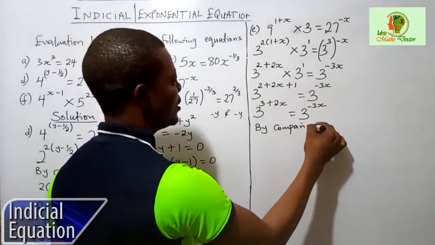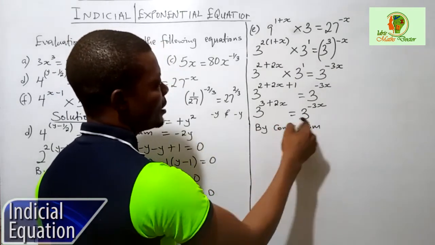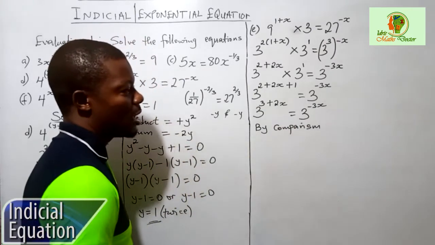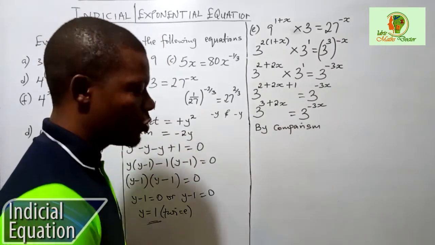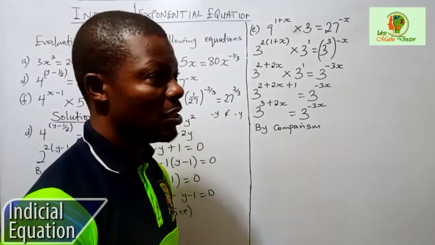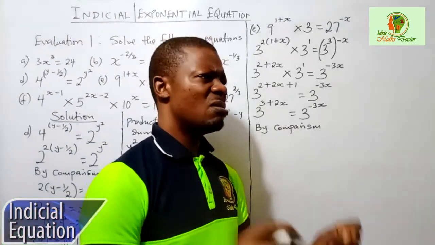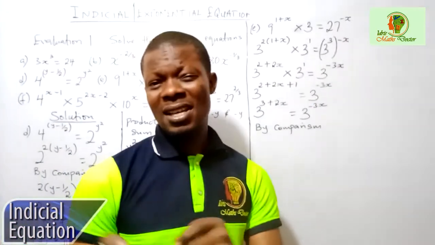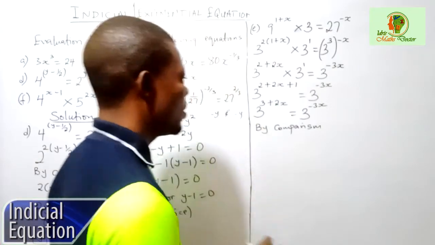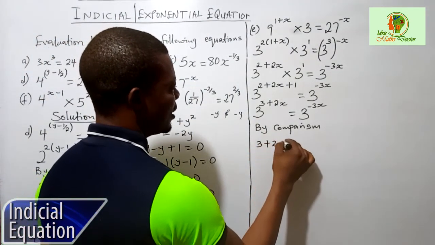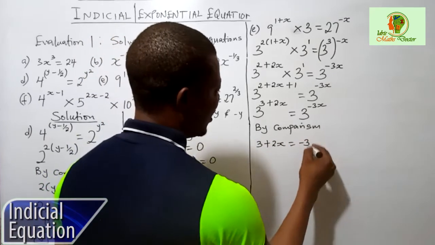By comparison, since the bases are equal, we can now equate the powers. I'm using law number 1, because law 1 states that if the bases are equal, the powers must be equal. So we have what now? 3 plus 2x equal minus 3x.